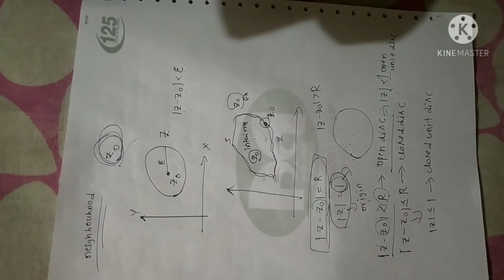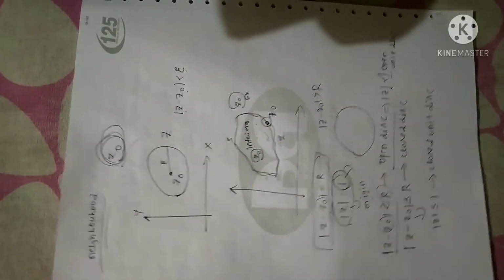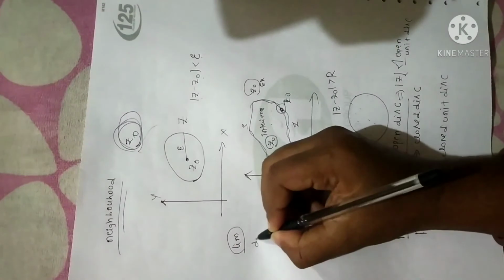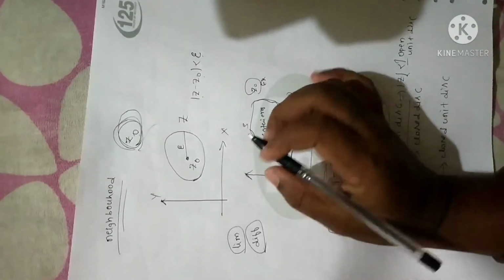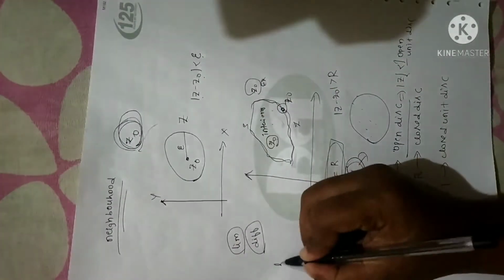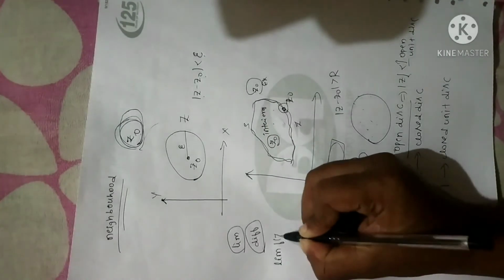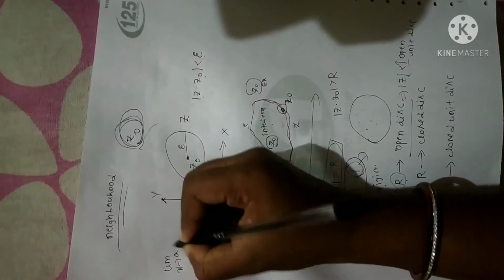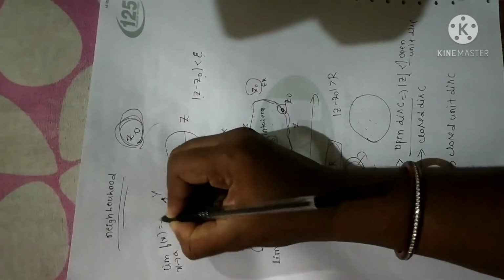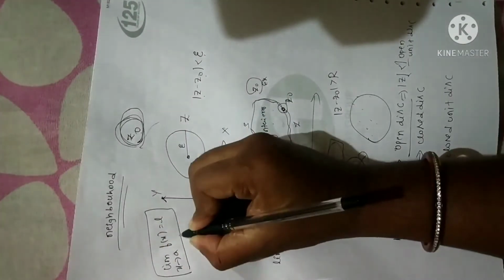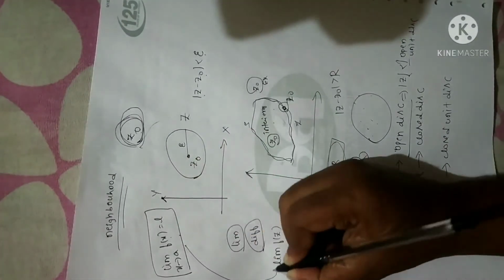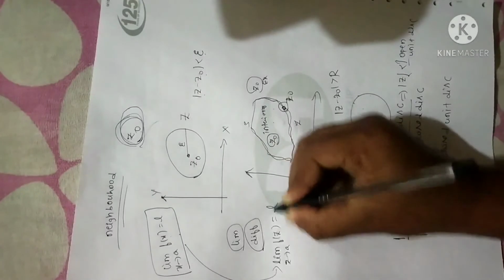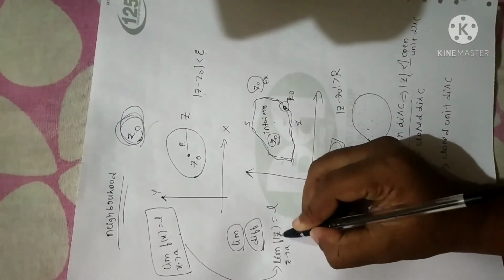Fine. And further, whatever concepts we have studied in differential calculus, that is, limit of a function and differentiability, the same concepts will be applicable for complex numbers also. The general definition of limit is: limit x tending to some particular point a, f of x is equal to L. In case of complex numbers, we write limit as z tending to a, f of z is equal to L. So in place of x, we represent it with complex number z.